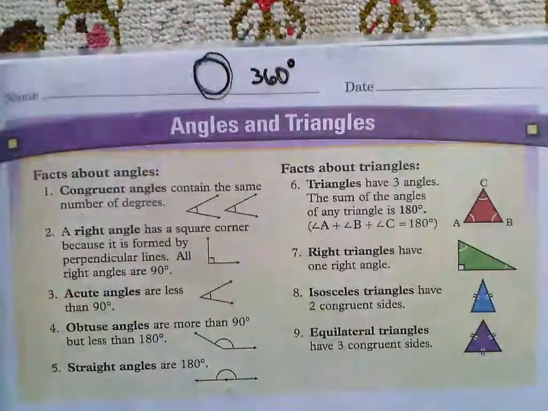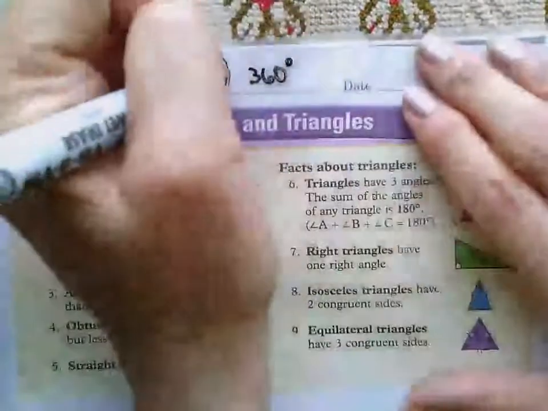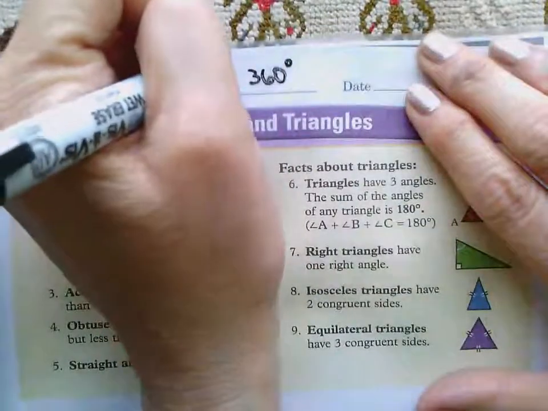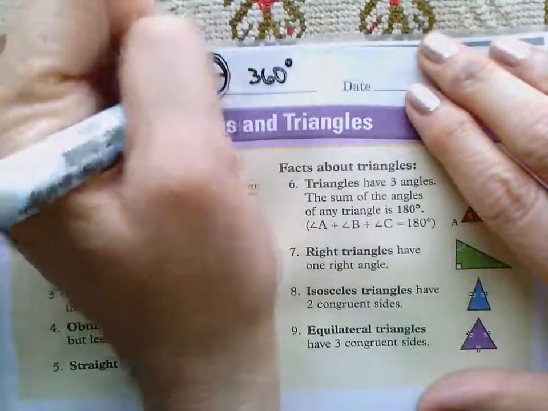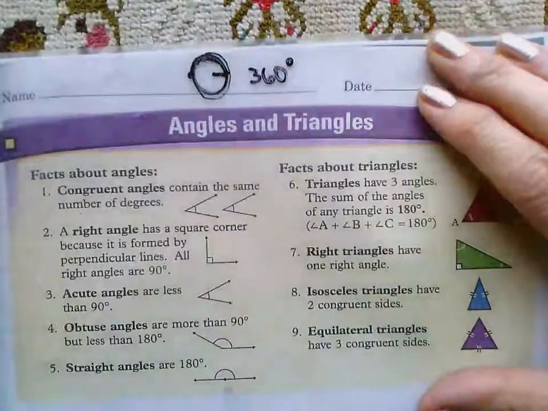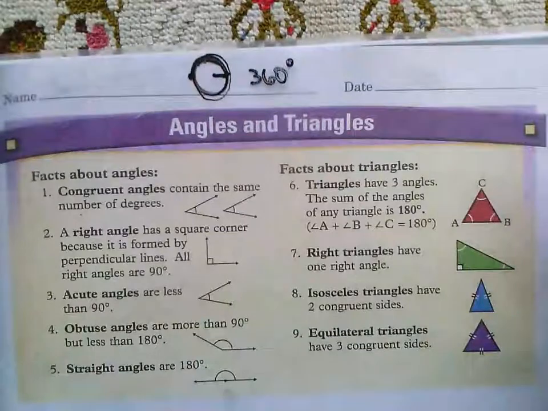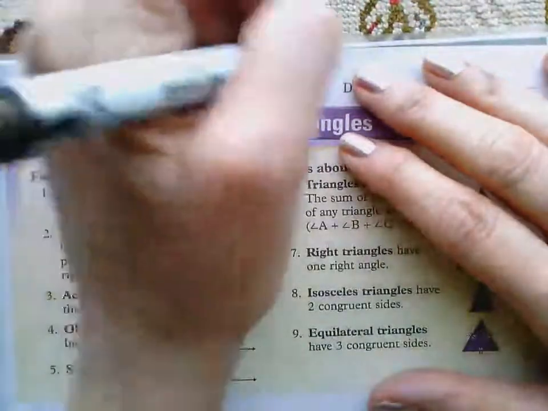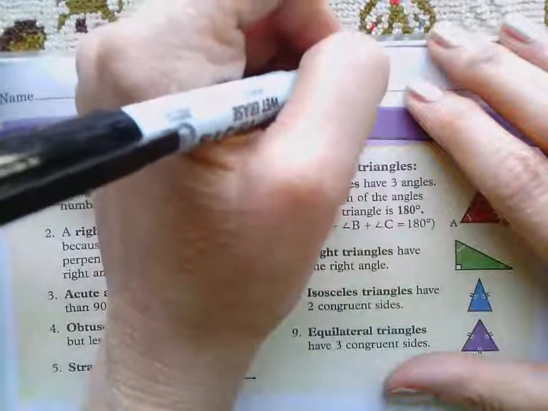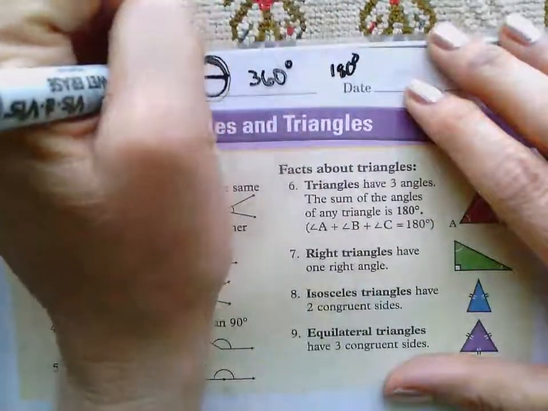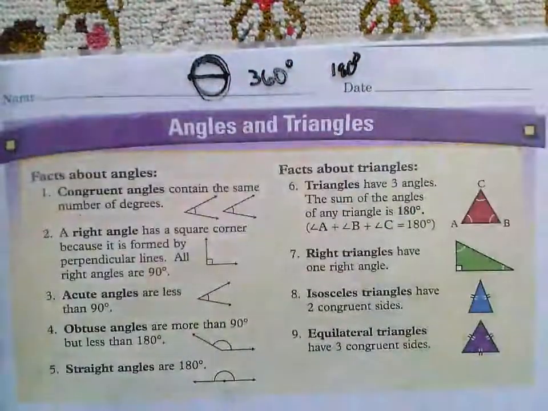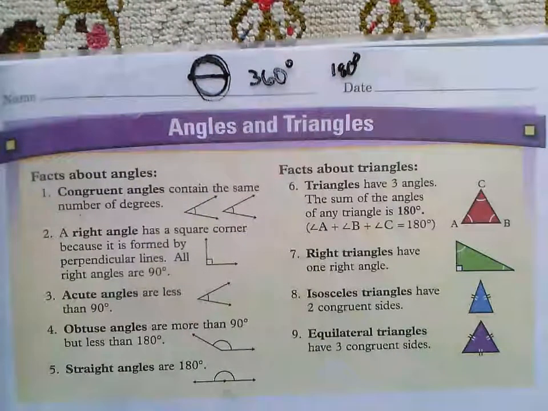So if you started and went halfway, start here, go exactly halfway, stop here, how many degrees would that be? What's half of 360? The correct answer for half of 360 would be 180 degrees. So this right here is 180 degrees. And see how it ends up making a straight line? So that's called a straight angle.